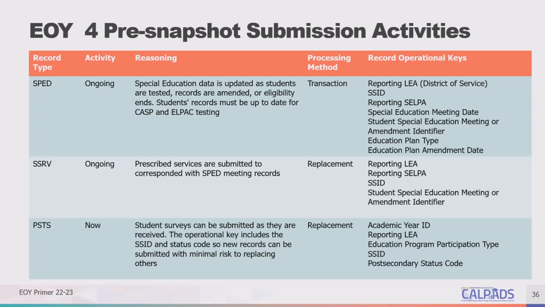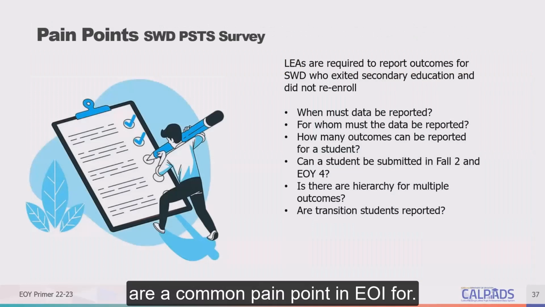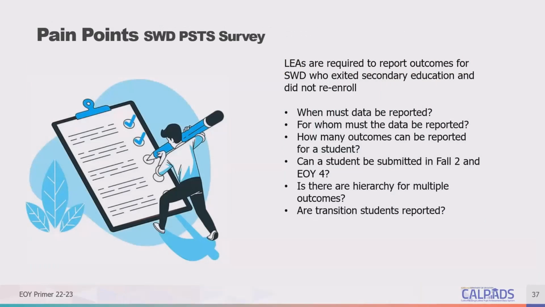The PSTS file, however, is often overlooked as this data is not needed prior to EOY 4. Data coordinators may want to encourage the submission of PSTS records as well. This may help to identify any students who are not surveyed and still need to be as a requirement of IDEA, or the Individuals with Disabilities in Education Act. All right, so those PSTS surveys are a common pain point in EOY 4. Simply identifying who should be surveyed can cause confusion.